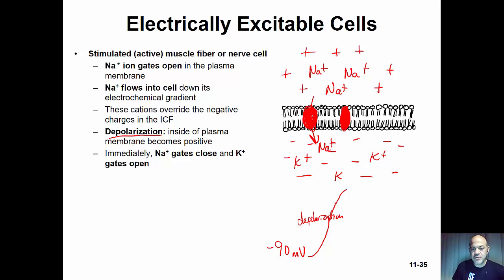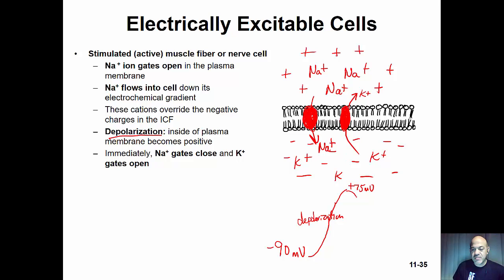Immediately when we get to a value of, say, plus 75 millivolts, the sodium gates are going to close, so that doesn't allow any more sodium to go in or out. And the potassium gates are going to open. When the potassium gates open, we have a lot more potassium in here. The potassium gate cannot allow sodium to go through. It's specific for potassium. So when we do that, the potassium rushes out. Now we're having positive charges leave the membrane.